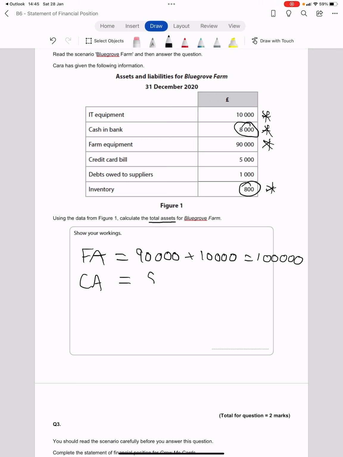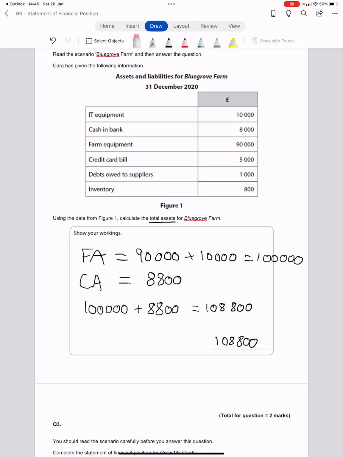So we've got £8,800. What we're going to do is take our £100,000 of fixed assets and add on our £8,800 of current assets, and that is going to be equal to £108,800. And that will be our answer. So again, we've worked out their total assets, which is just a case of adding all of the assets together.